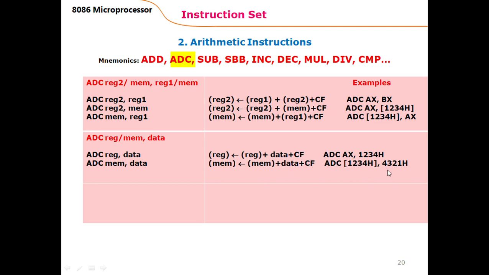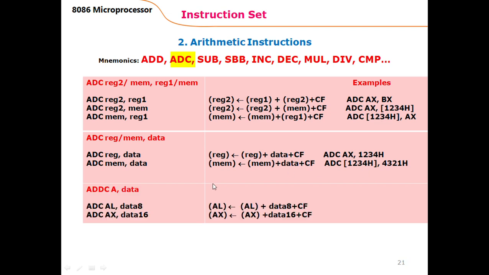Here is an example where 432H is the immediate value. This 16-bit immediate value is added with the 16-bit value in the data segment memory location addressed by this offset address, and a carry is also added, and then the result is stored back into this memory location. In this add with carry, this D is redundant, so this is a typo, and it is the same ADC instruction. This D should not be there.